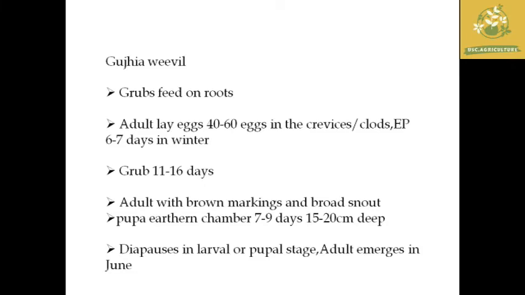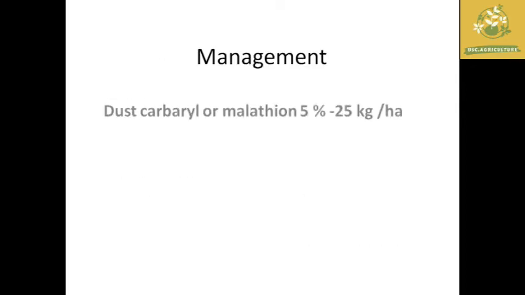The diapause of the larval as well as the pupal stage happens so that the adult can emerge in the June. The management is dusting with carbaryl as well as malathion 5%, 25 kg per hectare.